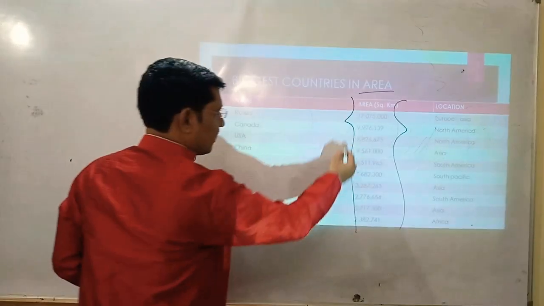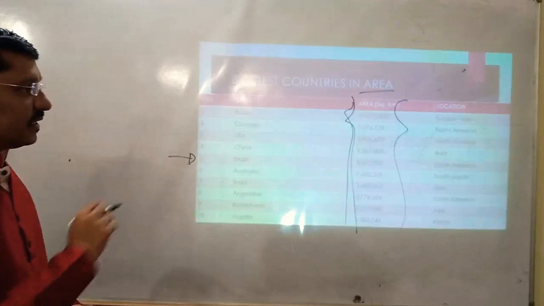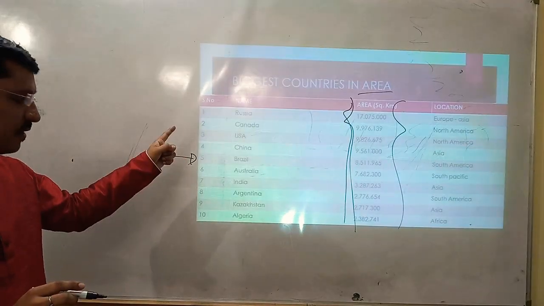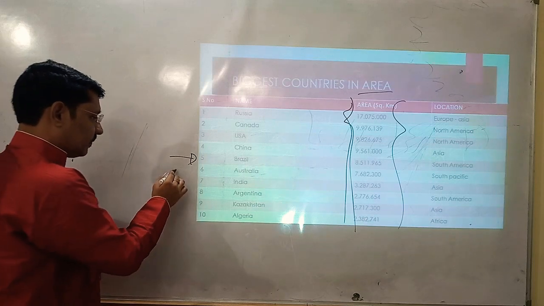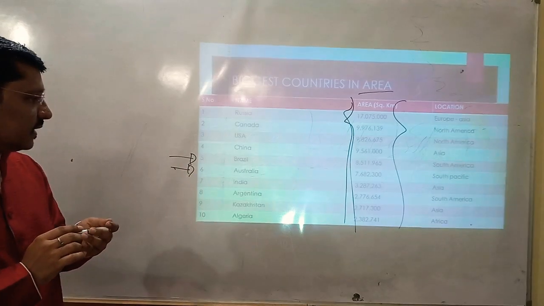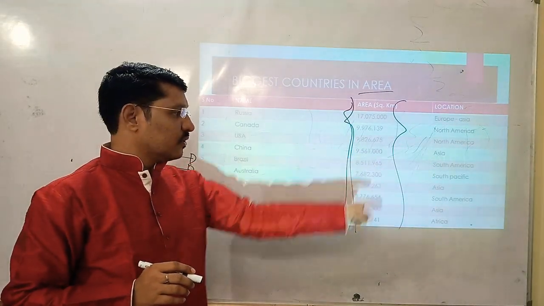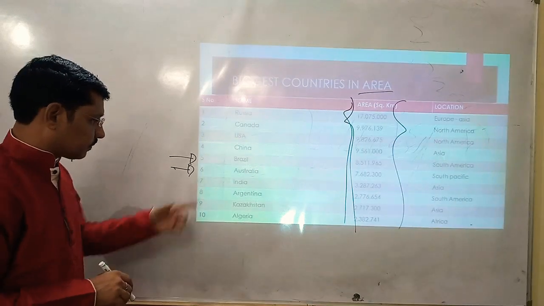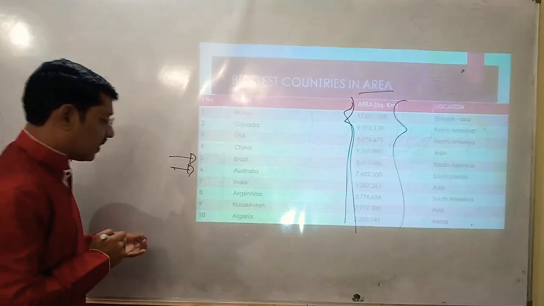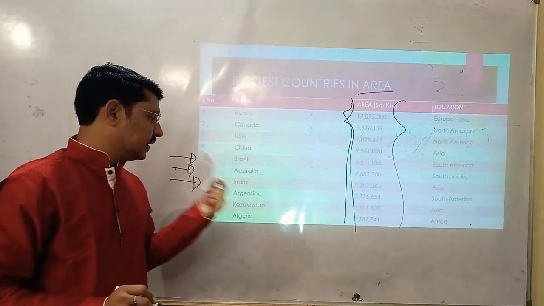That is the area. I told you, better you pause this video and see all those countries' areas as well as which is 1 to 10. The next one, the sixth largest country in the world, is Australia. Australia comes in South Pacific. Then seventh is our India, our nation, the seventh largest country in our world.